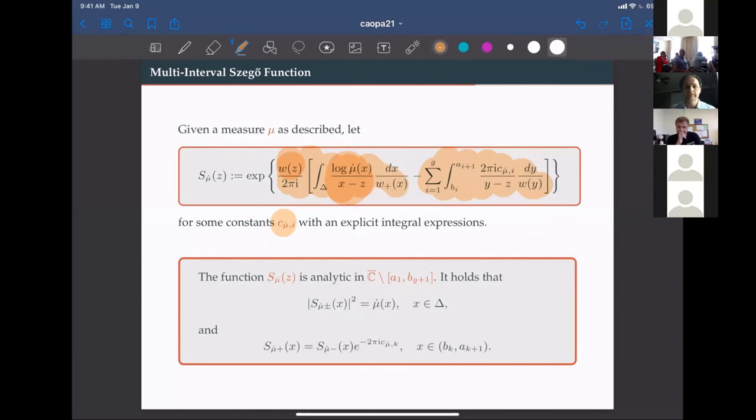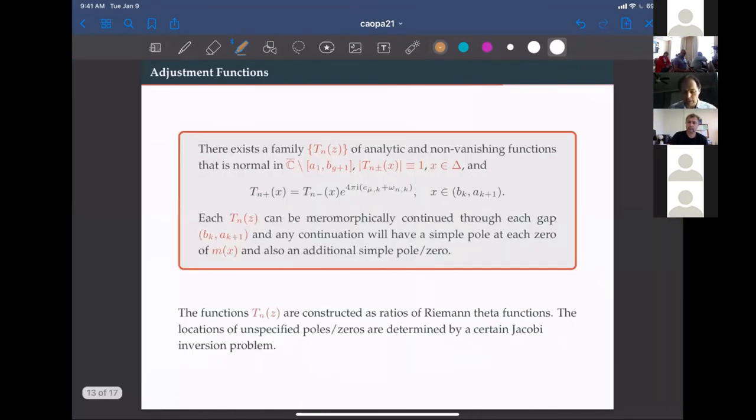And if you do that, you're going to create a function which is analytic outside of the convex hull of delta. On delta, it has traces. My measure mu is smooth, so my trace is going to be smooth as well. If you take the absolute value squared, you're going to recover that mu. But over the gaps, this function is going to have unimodular jumps, with this constant C_mu, mu_k coming in. Now I have functions that have jumps over the gaps, both my psi n, the Blaschke products, and the Szegő function, and I would like to fix that. How am I going to fix that?